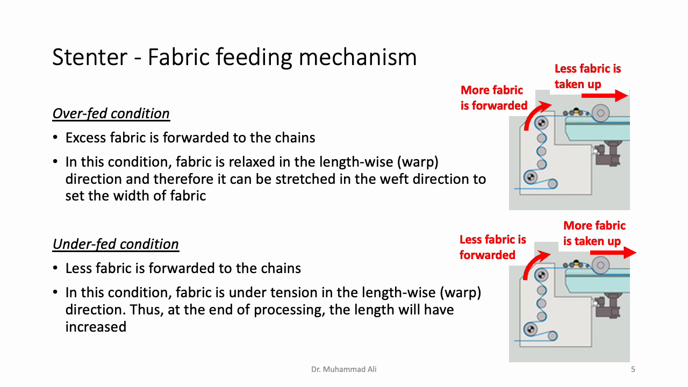Now, when a fabric is processed on the Stenter, the percentage of overfed fabric or the percentage of underfed fabric is calculated and precisely controlled. So we give this input into the machine controls, what percentage of overfed or what percentage of underfed we need, and the machine drives the speed of the fabric feeding device, and the speed of the Stenter chains is then automatically adjusted.